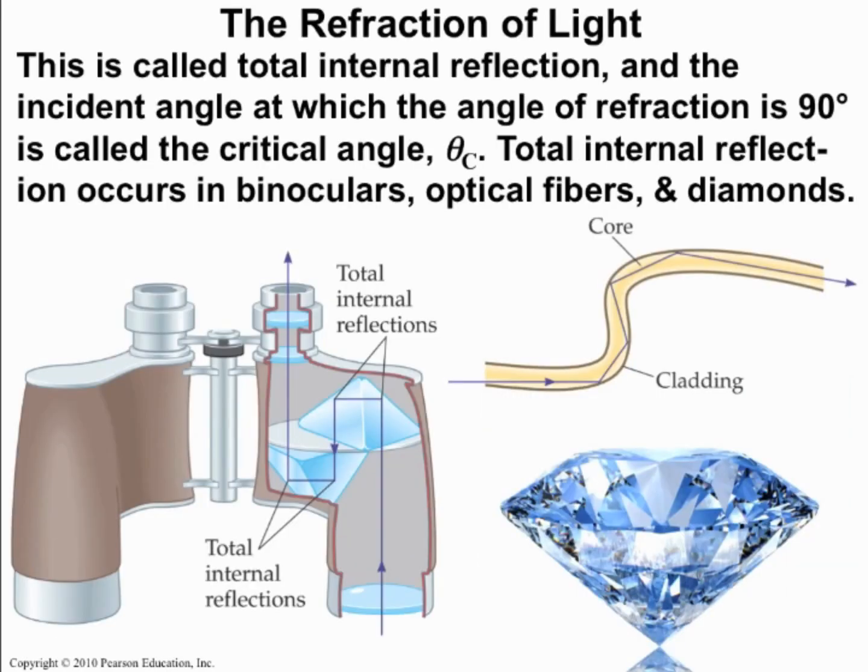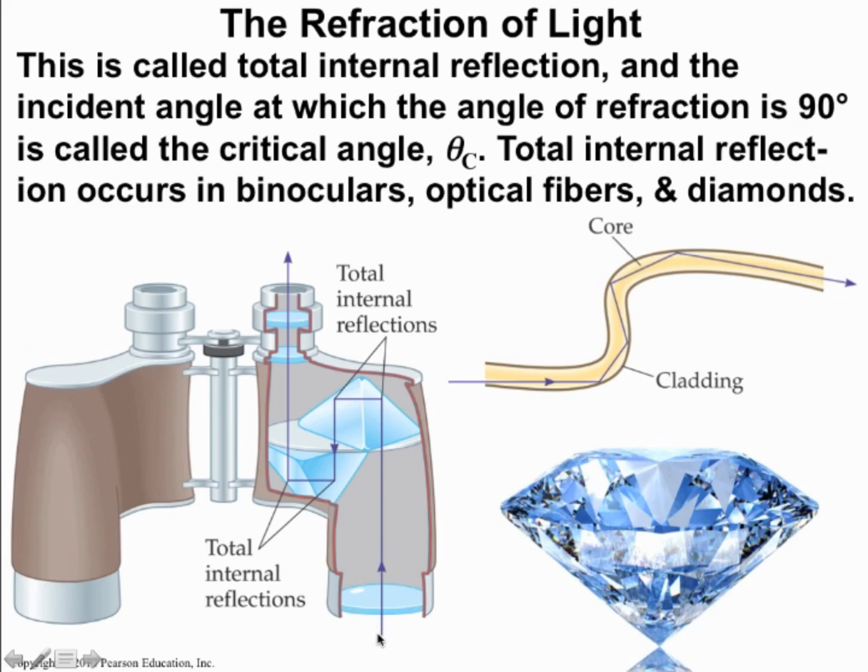So total internal reflection happens when the incident angle is equal to the critical angle, or greater than the critical angle. Total internal reflection occurs in binoculars, optical fibers, and diamonds. Let's look at each one of those. So let's take a look at the binoculars.